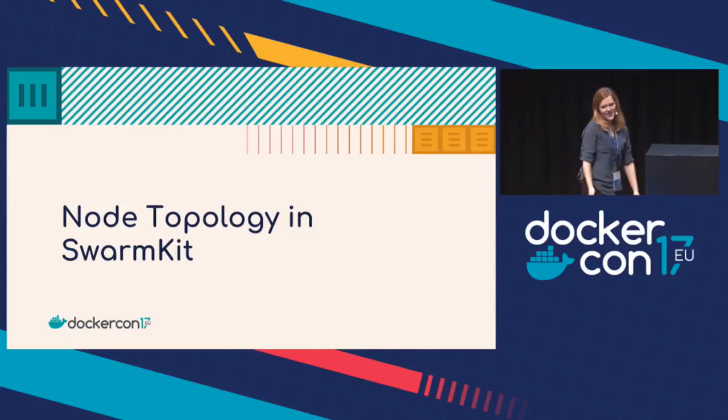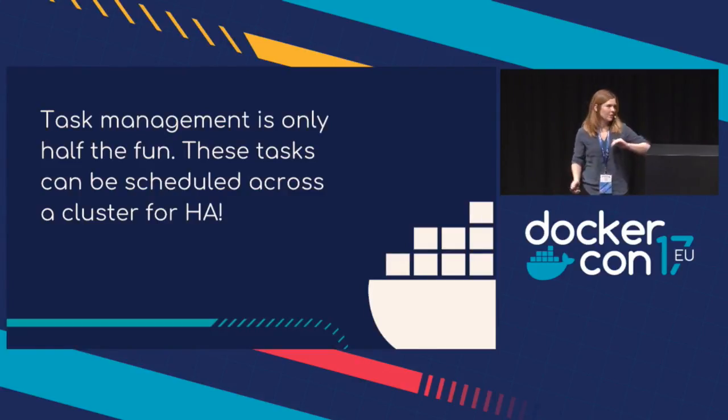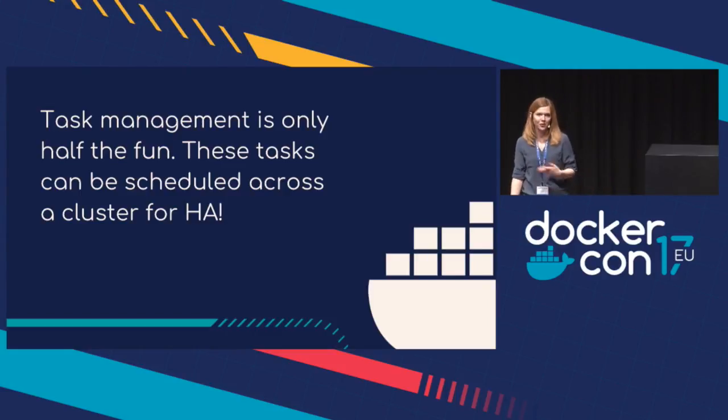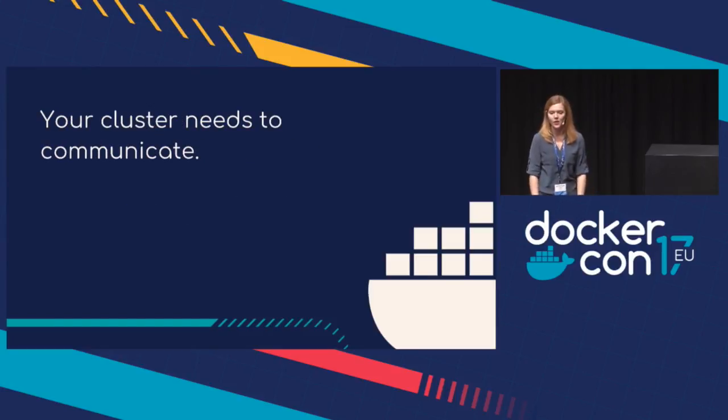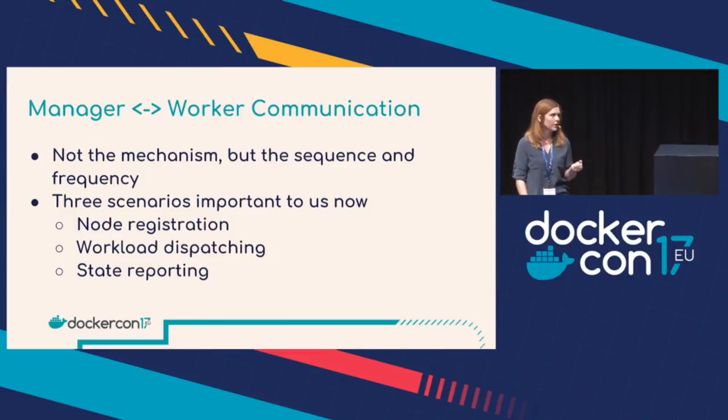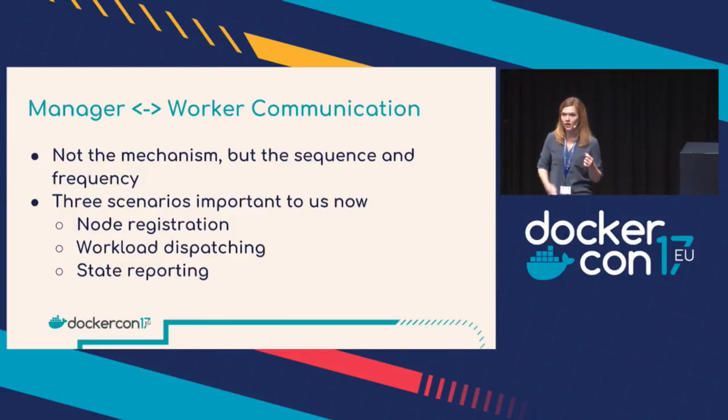Because why not? So task management and the converging systems that Stephen just described are really only half the fun. The cool part of using an orchestration system is that these tasks can be scheduled and dispatched across a cluster for highly available applications. So, of course, in order to enable this to happen, your cluster needs to communicate. There are a couple of different types of communication patterns that we need to have going on in our cluster in order for this wonderful converging orchestration system to be working just as we expect.